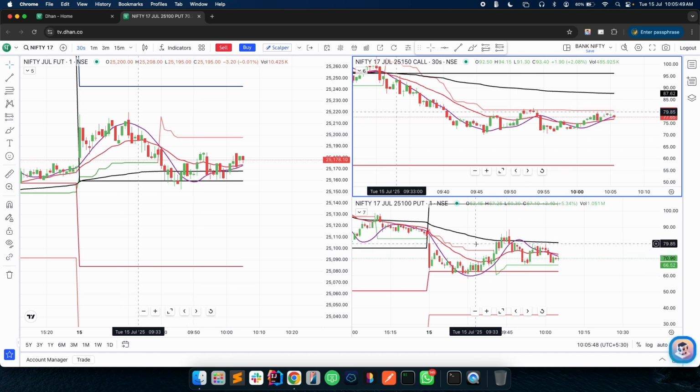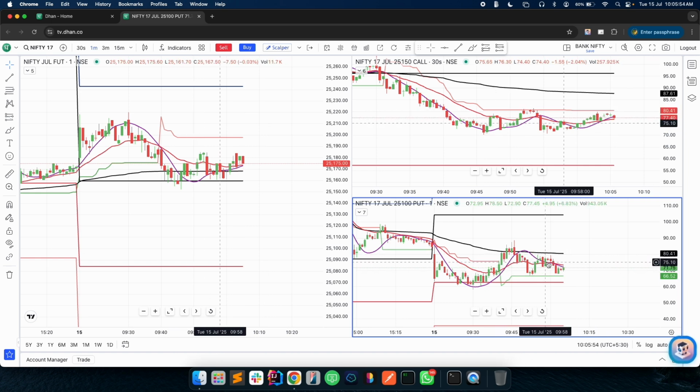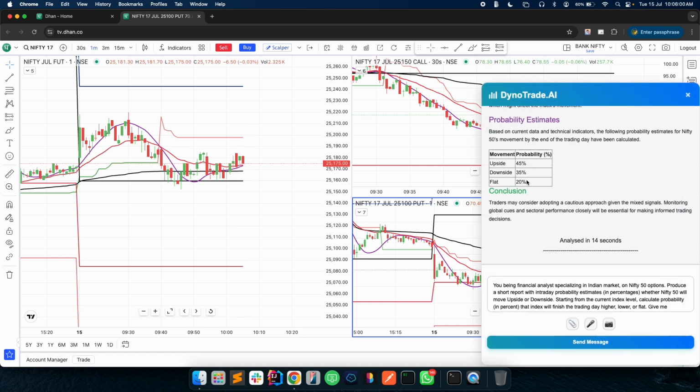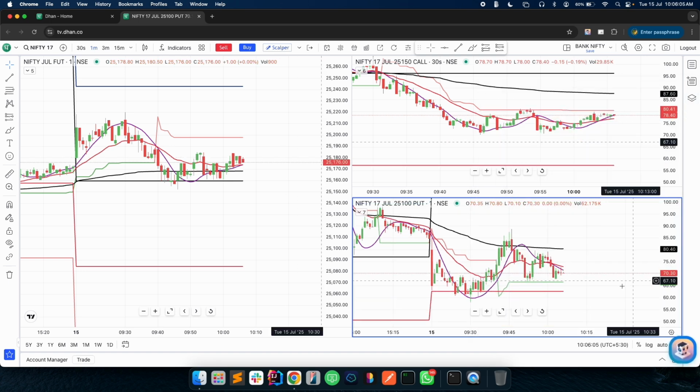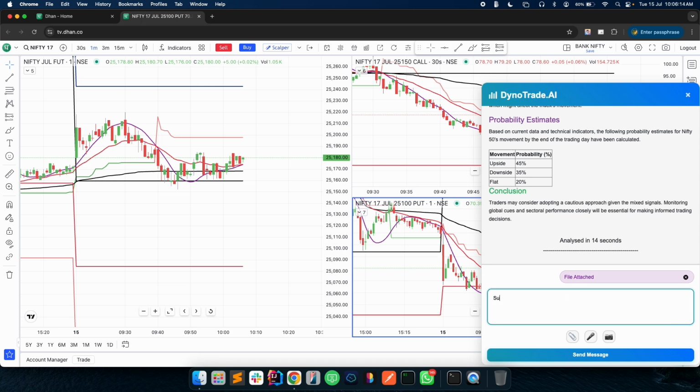And even here, if you see in the put option, there's a super trend, and it's just hovering between VWAP and the super trend area. But what it's suggesting is downside is 35 percent, so I would preferably take an entry here. Let's again ask this put option to give a trade idea. Suggest me best trade entry, stop and target for this strike for intraday option selling.